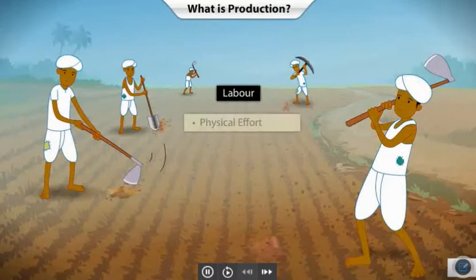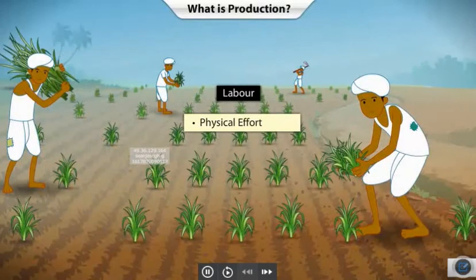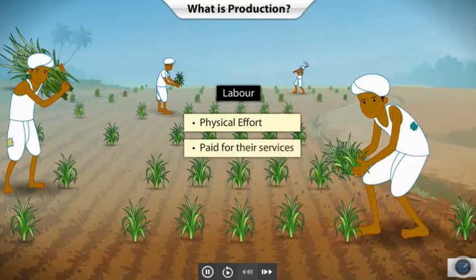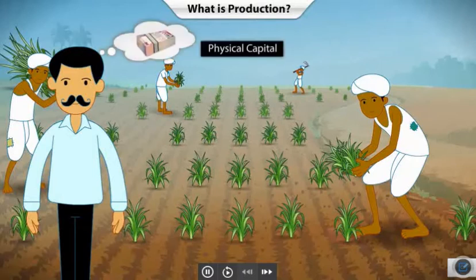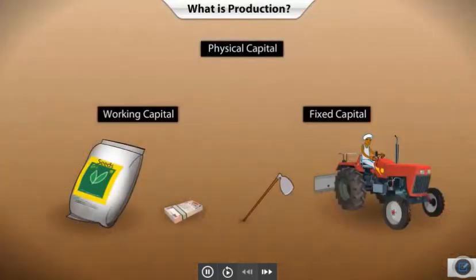Labor here refers to the physical labor. Physical labor would be required for plowing, sowing, cutting, harvesting, etc. In return for the work done, the labor is paid wages. Now that Jagan has the land and labor, he needs another important component. He needs capital, or the money that will help him procure the inputs for his agricultural activities and pay for the labor. This physical capital can be further classified into 2 kinds: fixed capital and working capital.